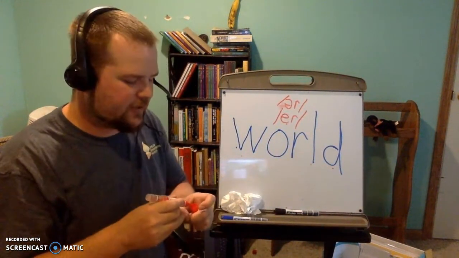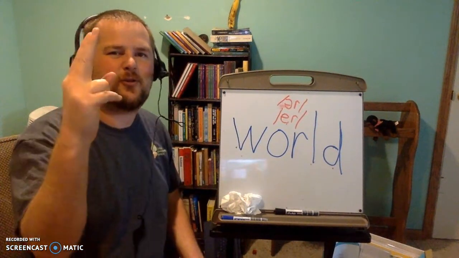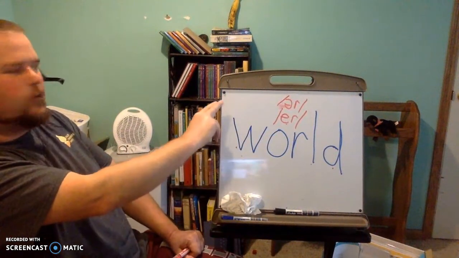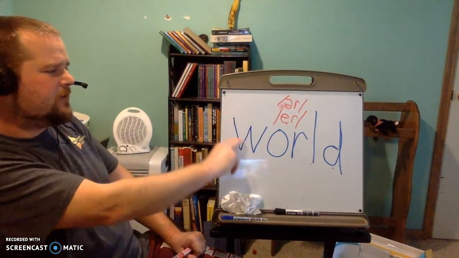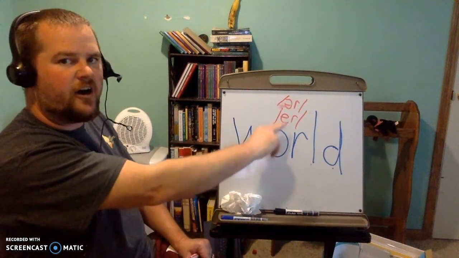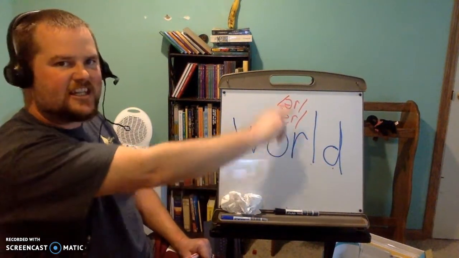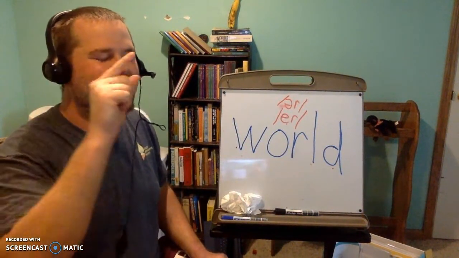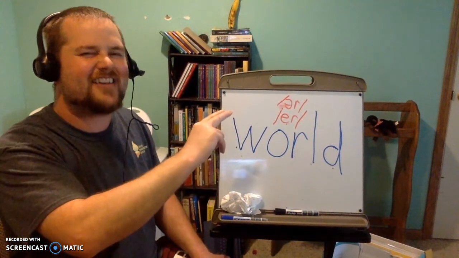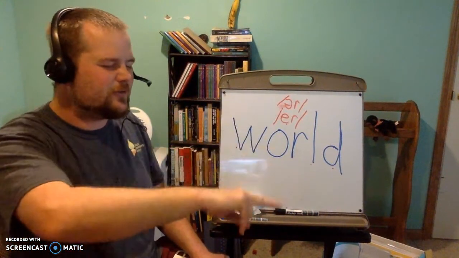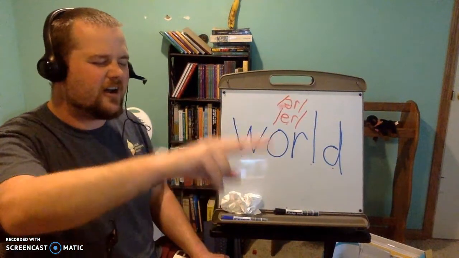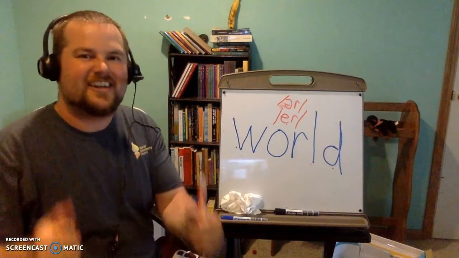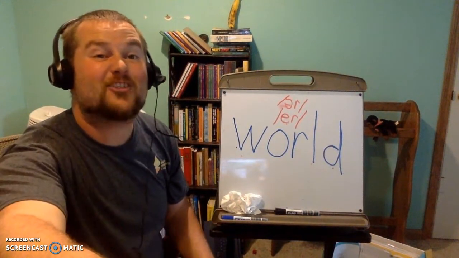Okay, let's skywrite this word. So 2 fingers, straight arm, and ready, set, go. W-O-R-L-D. World. Good job. Close your eyes and skywrite. Ready, set, go. W-O-R-L-D. World. Nice job. Next trick word.